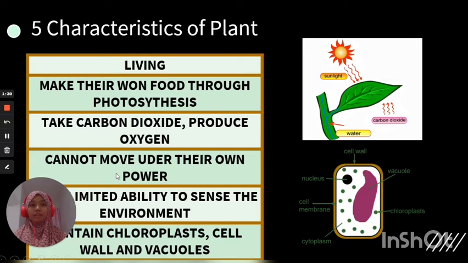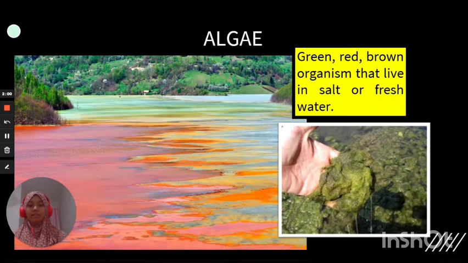Plants cannot move by their own power, so they need something to trigger them to move, for example light. Plants have limited abilities to sense the environment, not like an animal. And plant cells have chlorophyll, vacuoles and a cell wall. That is the difference between plants and animals. Okay, now let's go through one by one.